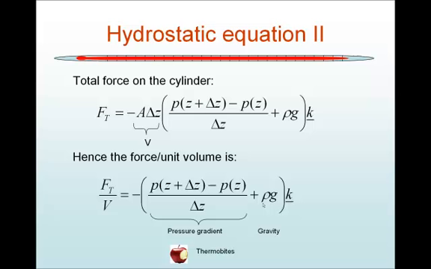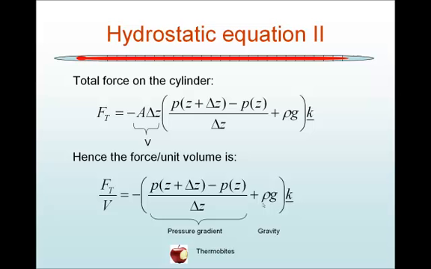So to get the total force acting upon the cylinder, we add these two terms together. We have the common factor of minus A delta Z outside the brackets, which is minus the volume of the cylinder. And inside we have the sum of the pressure gradient, which is pressure at the top minus pressure at the bottom divided through by the height of the cylinder, plus ρ g, which is the gravitational force. And the second expression on this slide is simply dividing through by the volume of the cylinder, which is A times delta Z. So we have a pressure gradient force and a gravitational force.